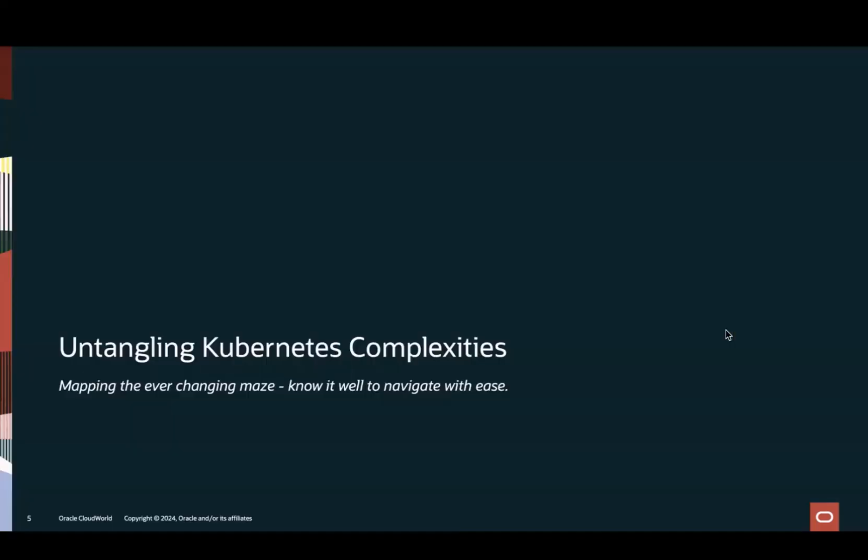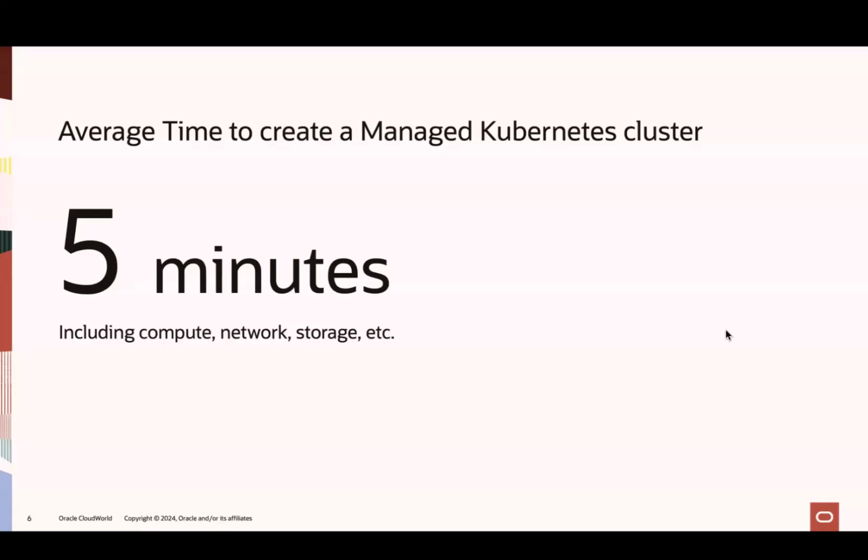Okay, so what brings complexity in Kubernetes? For OKE, it takes less than 5 minutes to create a cluster. So you can create a 10 node or a 50 node or a 200 node cluster within 5 minutes. And that includes everything from top to bottom, including creating new compute, new network, storage, and whatever is inside Kubernetes.